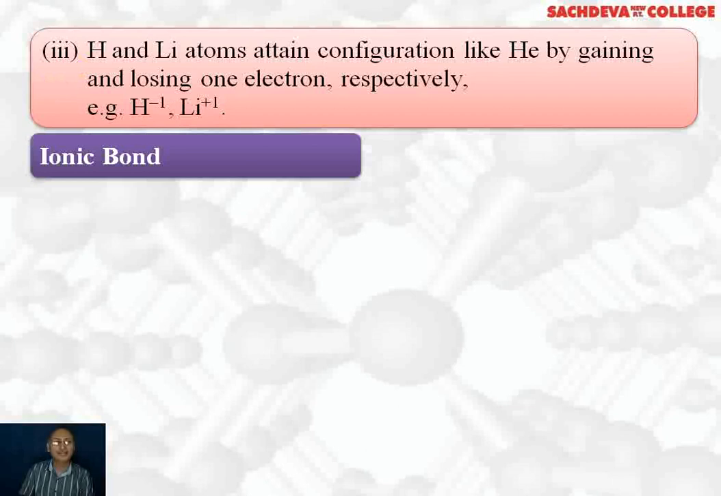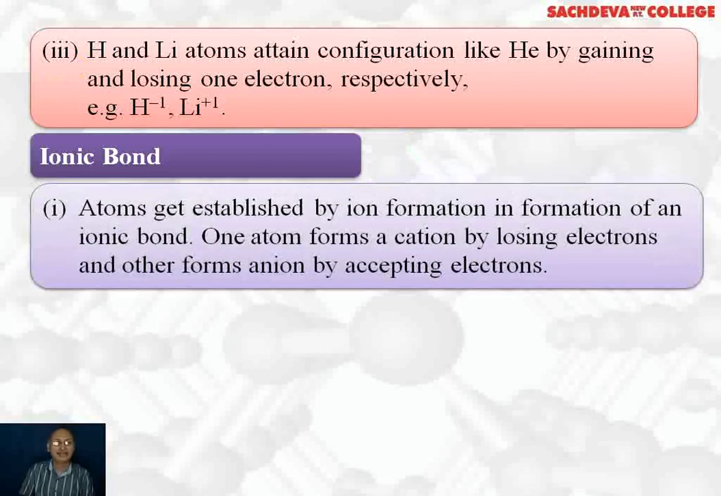Now we are going to take up ionic bond. Atoms get stabilized by ion formation in the formation of an ionic bond.